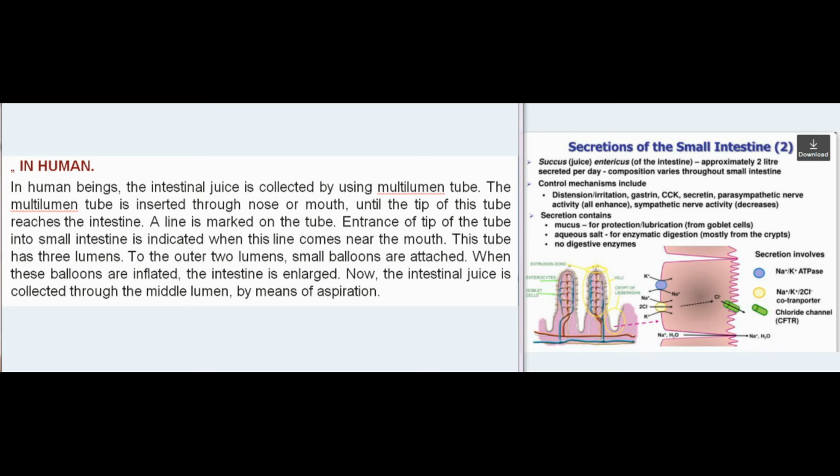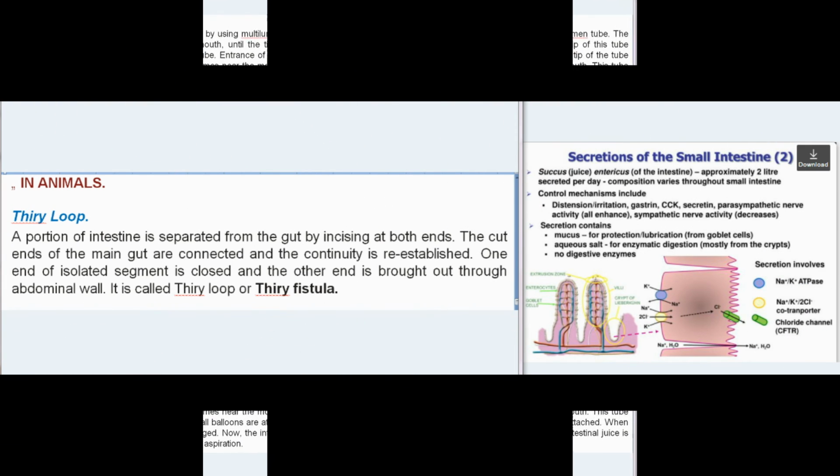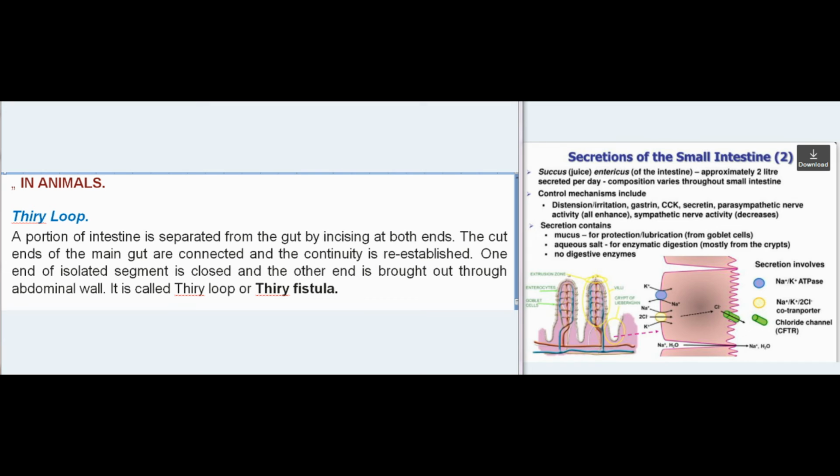This tube has 3 lumens. To the outer 2 lumens, small balloons are attached. When these balloons are inflated, the intestine is enlarged. Now, the intestinal juice is collected through the middle lumen, by means of aspiration. In animals, Thiry loop. A portion of intestine is separated from the gut by incising at both ends. The cut ends of the main gut are connected and the continuity is re-established. One end of isolated segment is closed and the other end is brought out through abdominal wall. It is called Thiry loop or Thiry fistula.